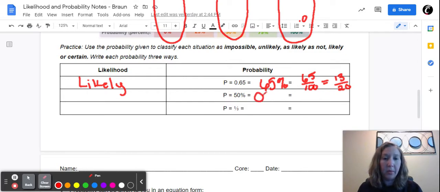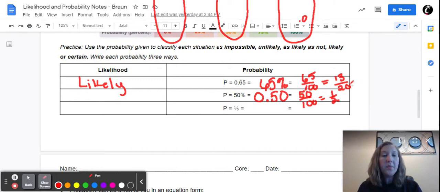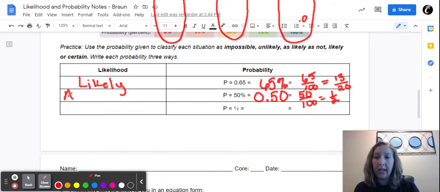Our next probability is 50%. As a decimal, that would be 0.50, because I would just move my decimal point over to the left 2 places. Or I can write this as a fraction, as 50 over 100, which simplifies to 1/2. Again, since our fraction is 1/2, our decimal is 0.50, our percent is 50%, that tells us that this event is as likely as not to occur. So our probability is as likely as not.